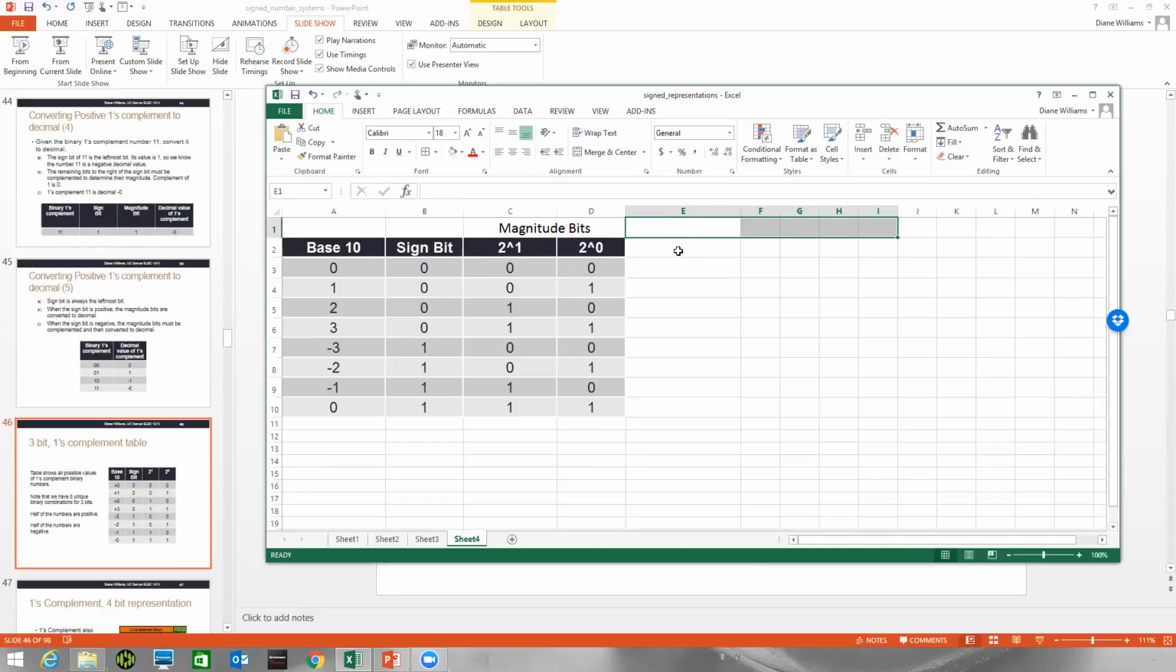This is going to be our decimal number. So the sign will go here. And look, everywhere we have a 0, the sign is going to be plus.